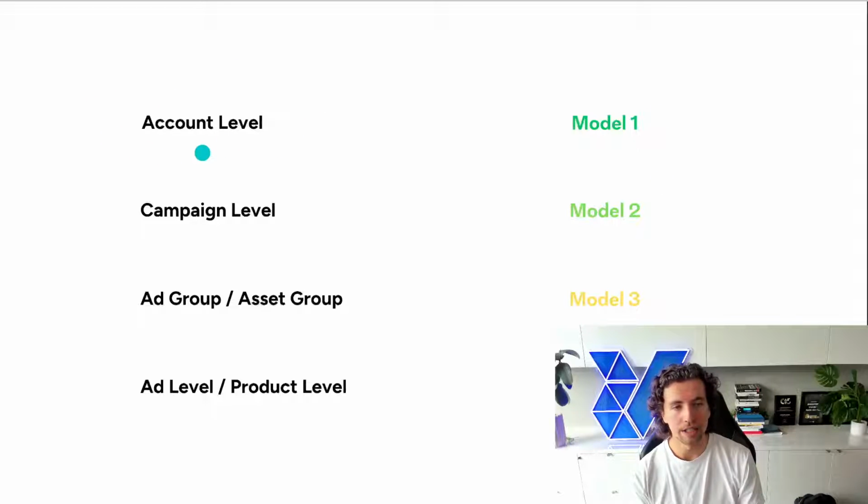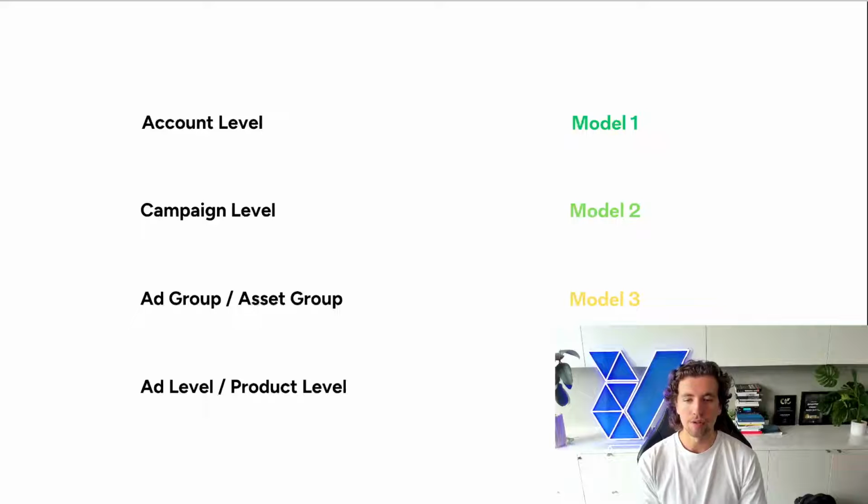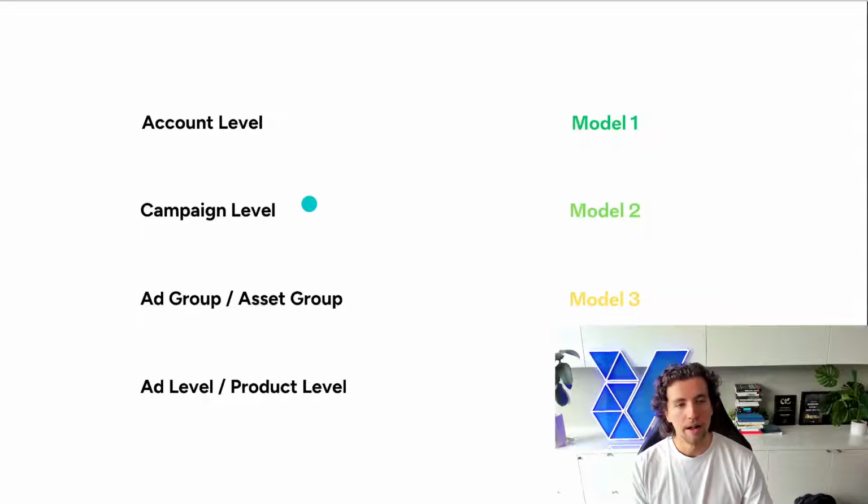So the account level is taking in all account data within all conversion actions. And it's creating a model based on your target demographic using all of the data that it has. The campaign level is just taking in data from that campaign, which is something that we discussed right here. The ad group level is taking in data from the ad group, and then the ad level is just that ad or that product. And so why is this important?